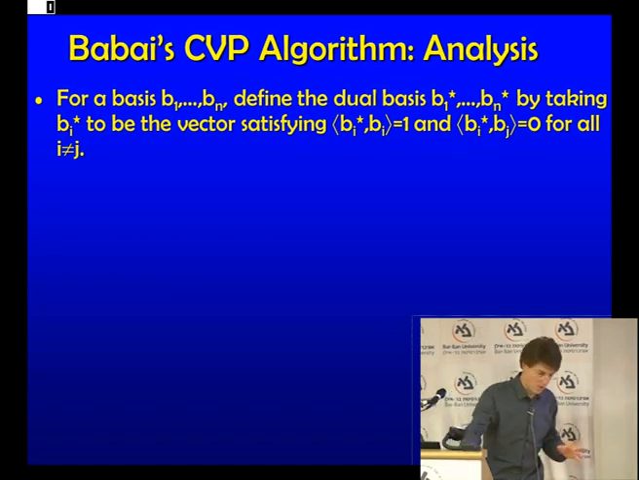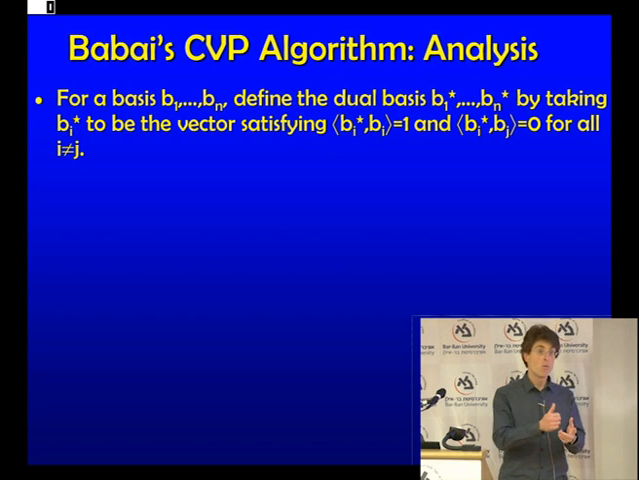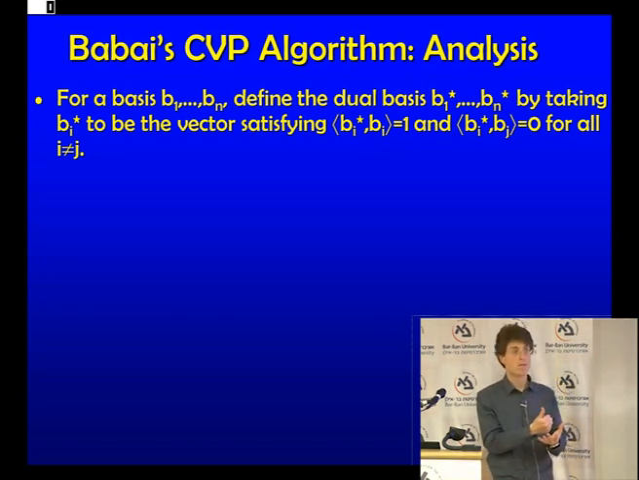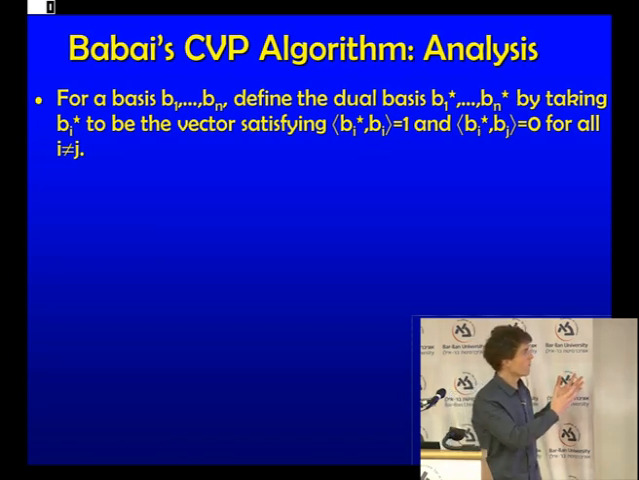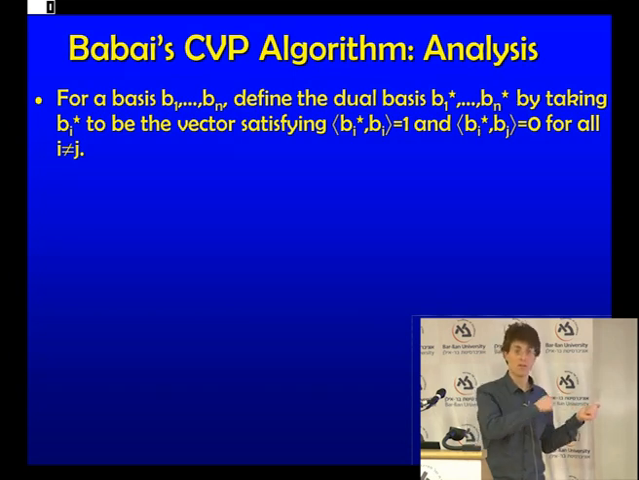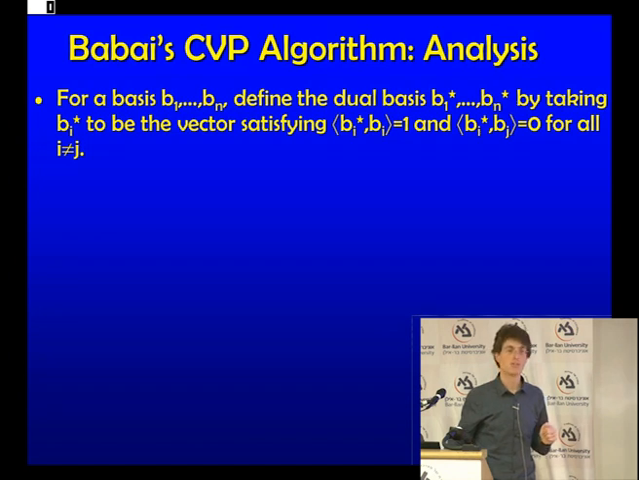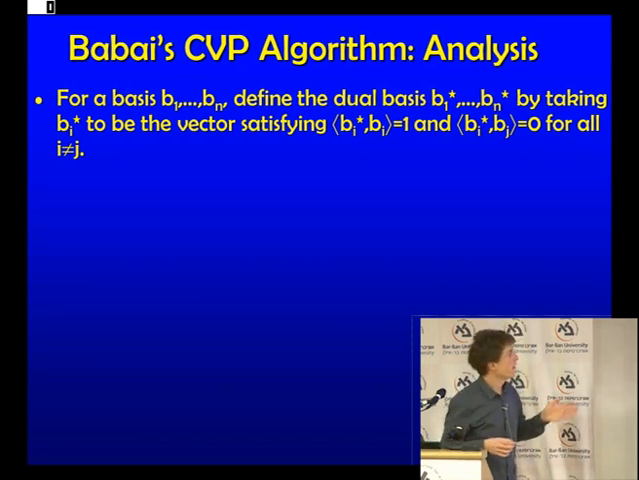Okay, so maybe try to imagine this. I have this basis, and say b1 star is orthogonal to all the other bi's, and it has inner product 1 with b1 itself. It's a bit hard to imagine, but this thing is a well-defined basis, and it's known as the dual basis, and it has lots of nice properties, like the dual of the dual basis is the original basis. Actually, it's much easier to write it succinctly in matrix notation. If I write B as the matrix whose columns are my vectors bi, then the dual basis is simply essentially the inverse or the inverse transpose of B. Okay, this is easy to see why.